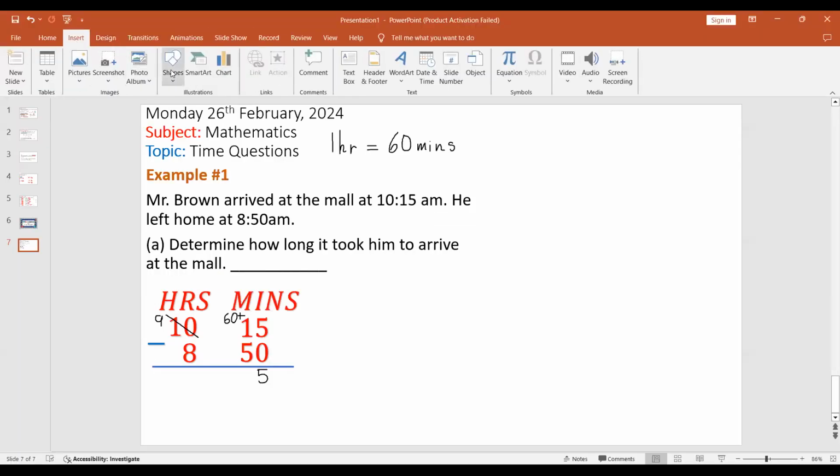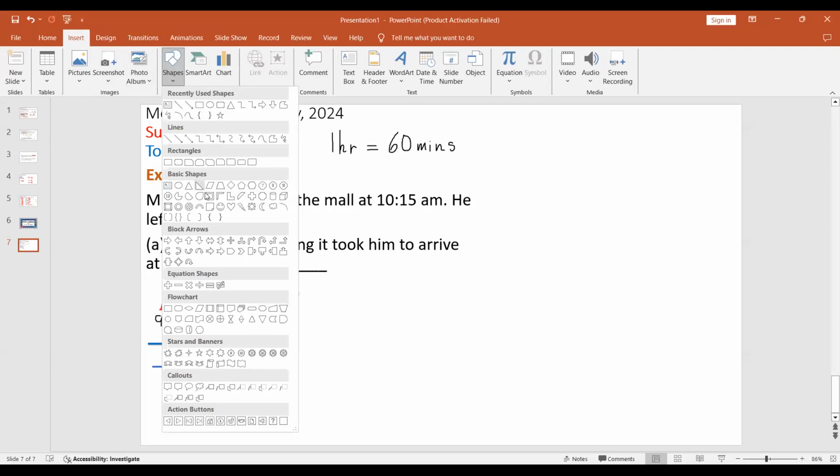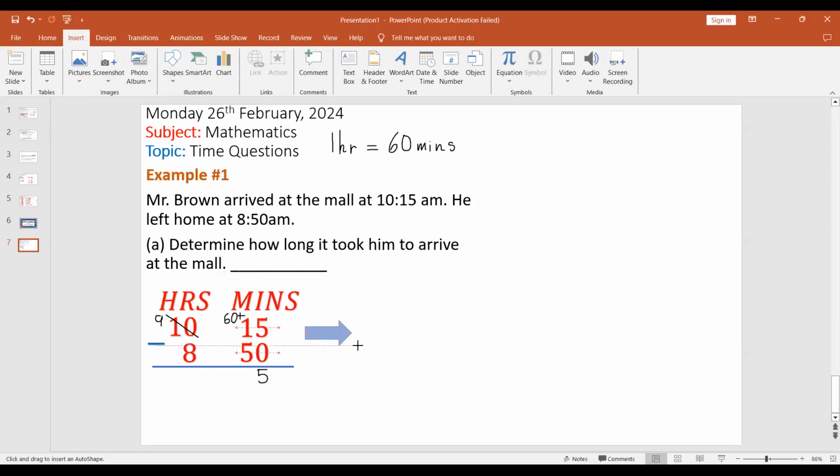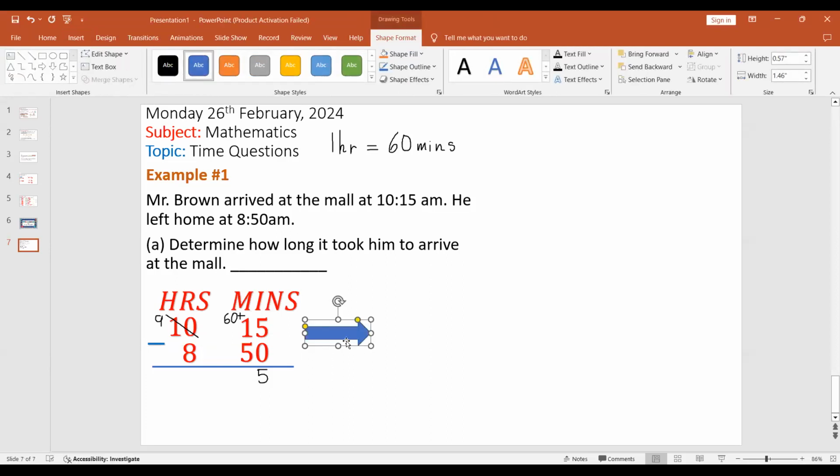So we have to rewrite this now. So I'm going to use an arrow, and use this arrow here. And then that means we have a new problem. Now with this problem, still put the hours like here. Still put the minutes like here.